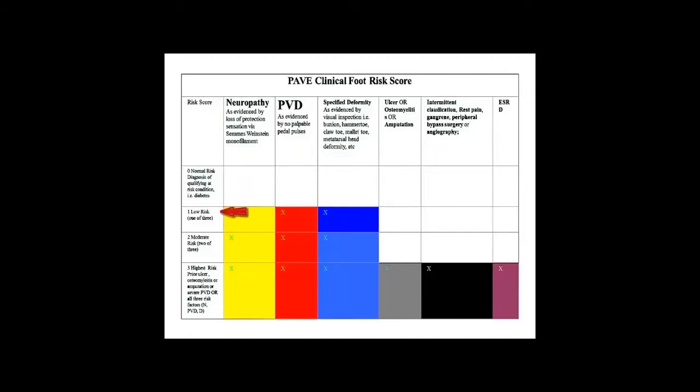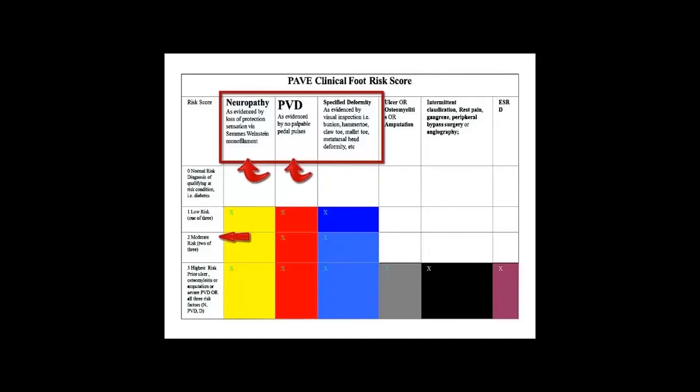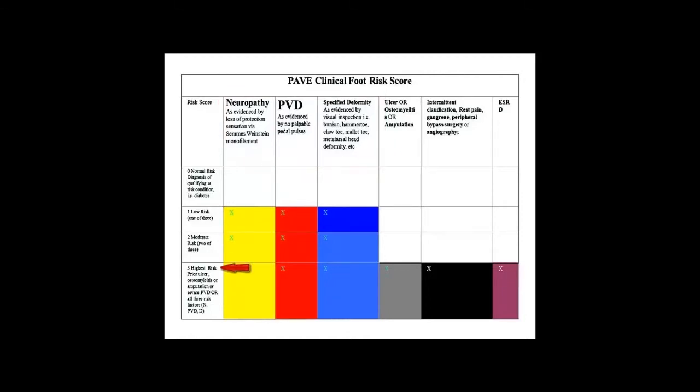A low risk score of 1 has the addition of one of these 3 diagnoses. A moderate score of 2 has the addition of 2 of these 3 diagnoses. For a high-risk score of 3, the patient would have all of the identified risk factors for lower extremity amputation.